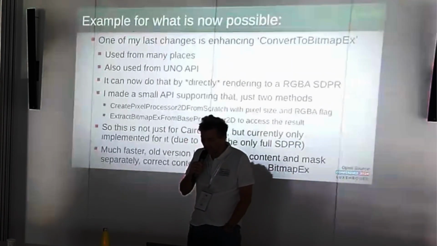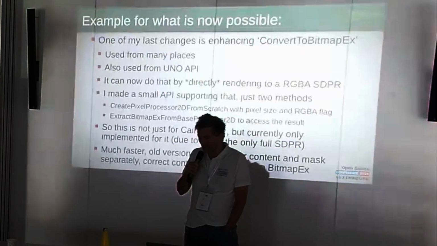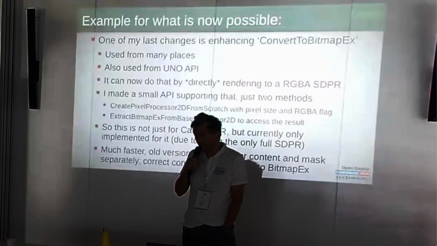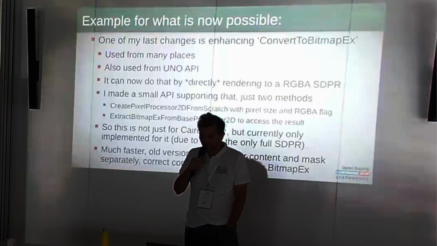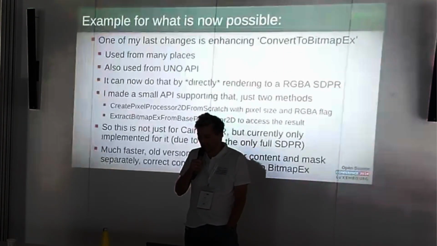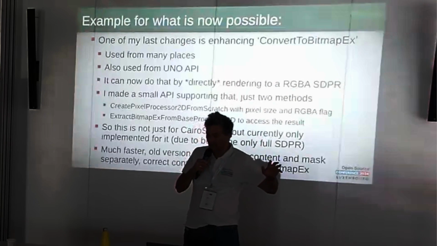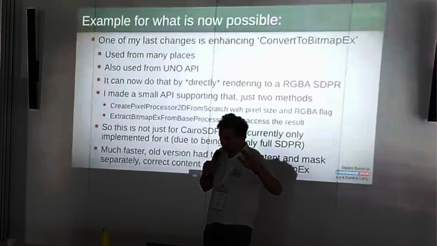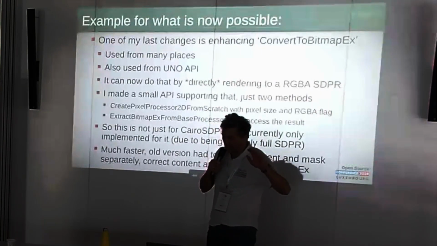One of my last changes, just this idea came to me. We have this convert to bitmap X. This is very central. A lot of stuff is using it. For example, also this glow stuff, preparation rendering is using convert to bitmap X to prepare this glow corona for objects. It's used in many places. It's used from Uno API. It's used in many exports.